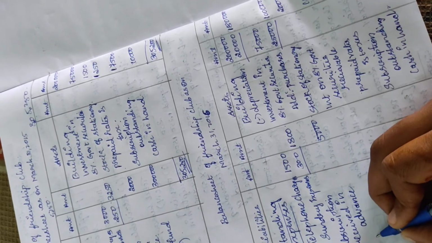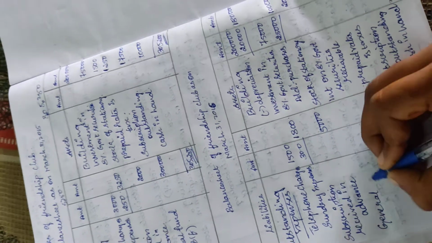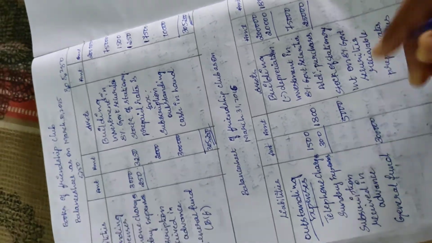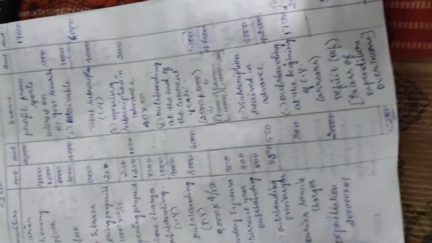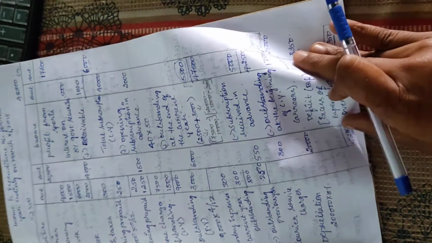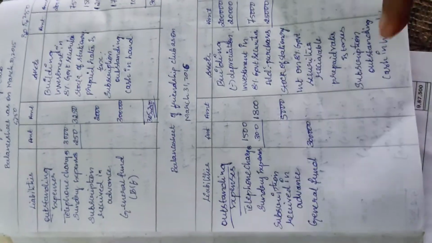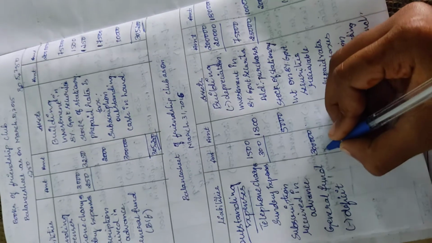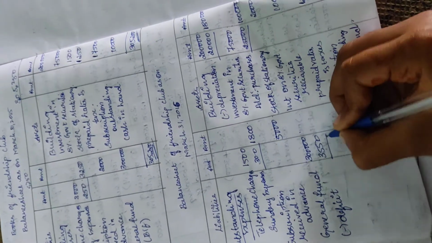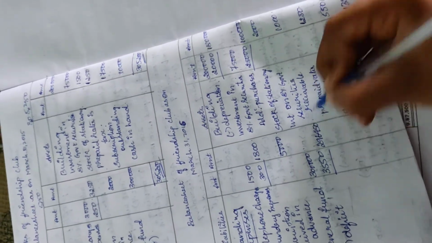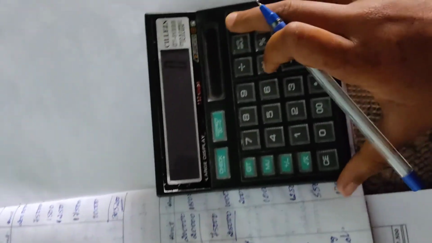Now we will transfer the general fund. General fund we have 3 lakh, and while calculating income and expenditure, this time we did not get a surplus, we have got a deficit. So the deficit should be deducted, it should not be added. Surplus should be added and the deficit should be deducted. So the deficit we have calculated is 3,550. So 3 lakh minus 3,550 is 2,96,450.